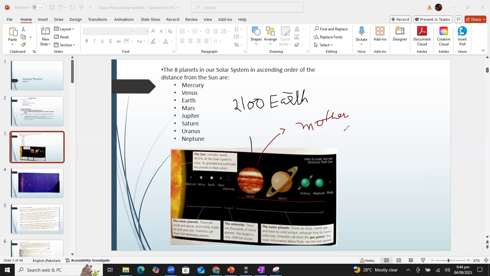Pluto is a dwarf planet, Umaima. Pluto is a dwarf planet. It is not lying in the category of planet because of its small size. Although Pluto has 5 moons, Pluto के भी अपने moon हैं 5, ठीक है? But Pluto has a very small size, and due to its characteristics, it is considered a dwarf planet. All right.